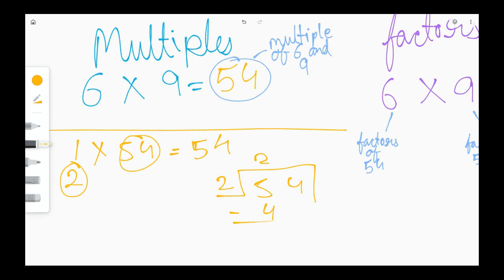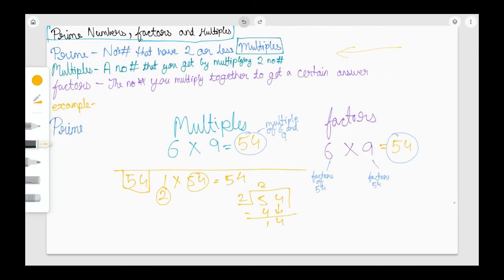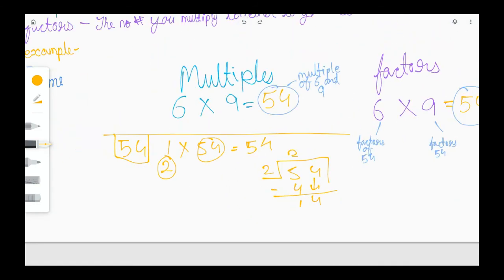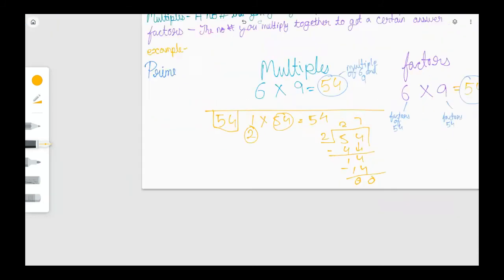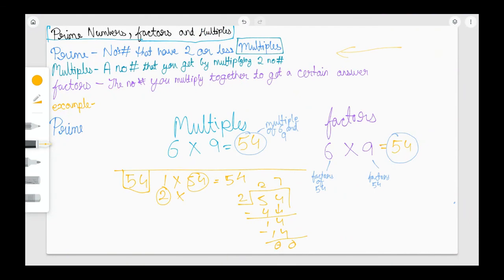Now I do division a different way than what you're probably going to be learning in class. I'm not going to be explaining the division because I'm going to do it in a different lesson. I'm going to be checking this. 2 times 27 is 54.